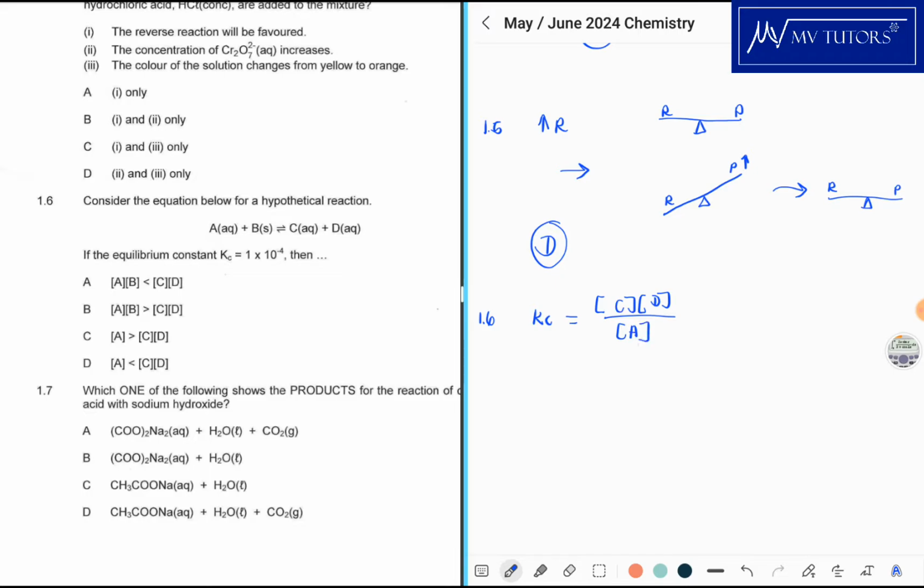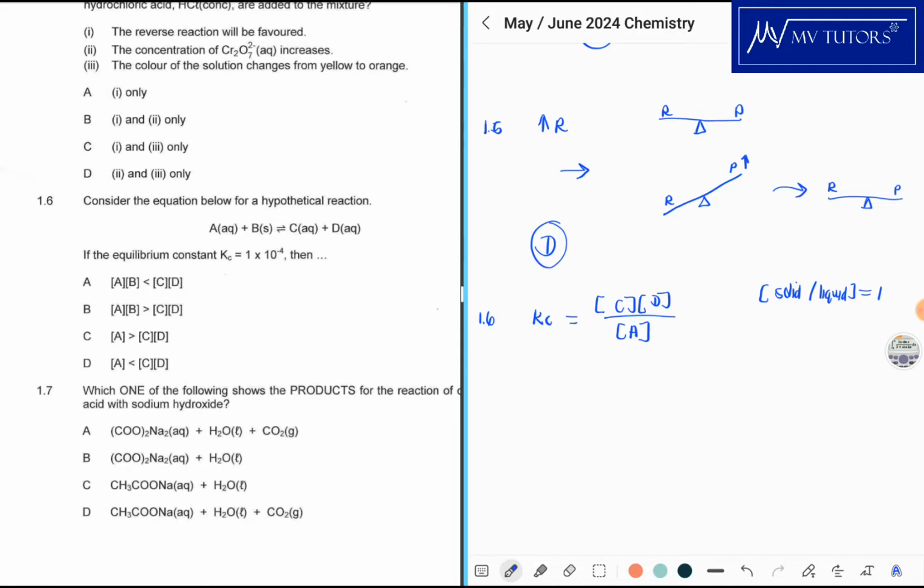Are we going to include B? No. If you have a concentration of a solid or a liquid, that will just be equal to 1, so we don't write it down. All right, so this is then our formula. And they tell us that our equilibrium constant is 1 times 10 to the negative 4, which is 0.0001. So this is less than 1.